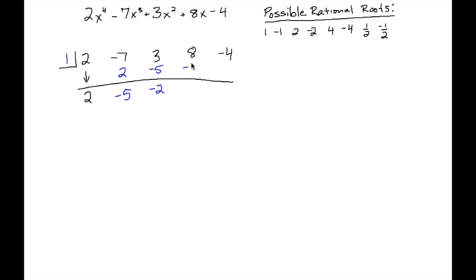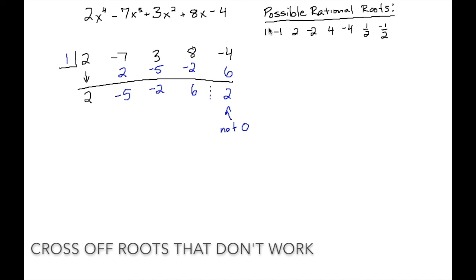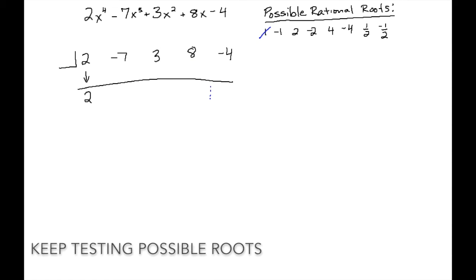You multiply by the possible root and then add. And the last number you get is your remainder. In this case you get 2. We're looking for a 0, so that means 1 is not one of the roots of this polynomial.